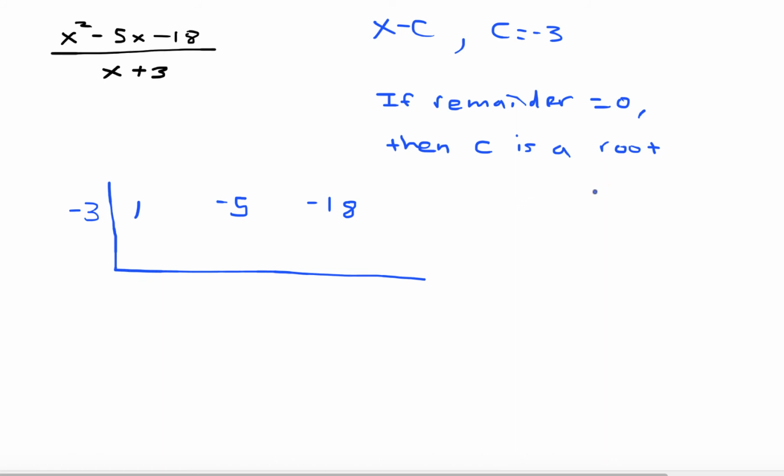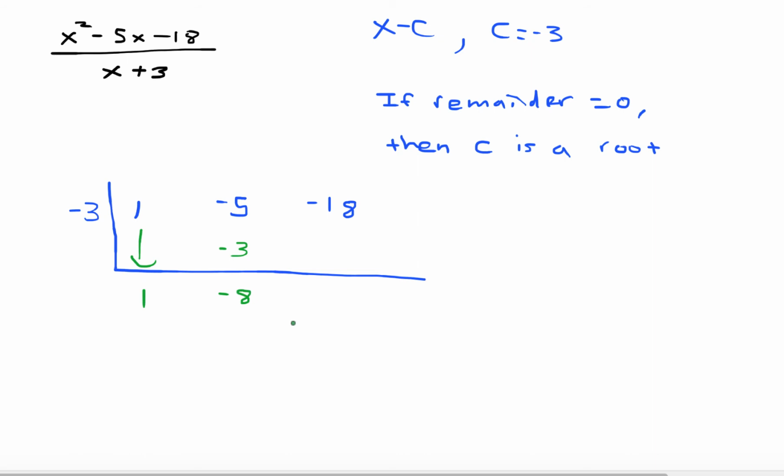The main thing to remember here is we multiply and add. What do we mean by that? Well, the first thing is we always bring down the first term, so let's just bring that down as a 1. And now we multiply and add. We multiply the 1 times negative 3. So 1 times negative 3 is negative 3, but then we add this column together. Negative 5 plus negative 3 is negative 8.